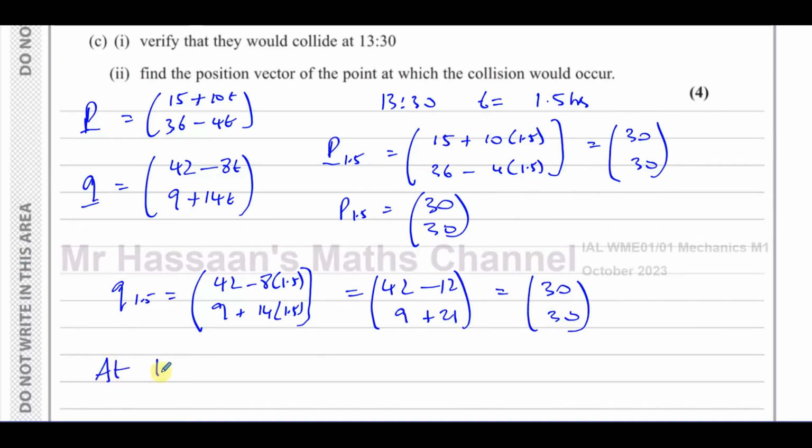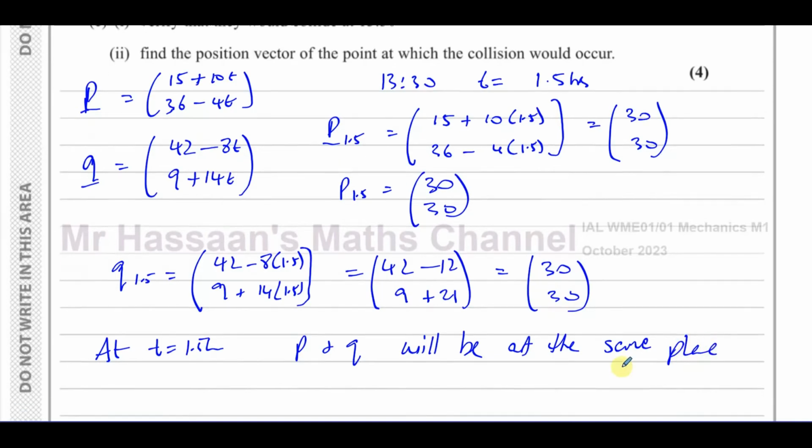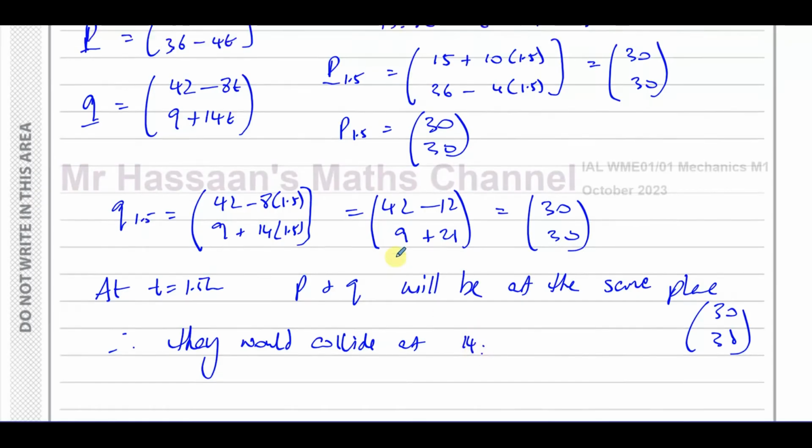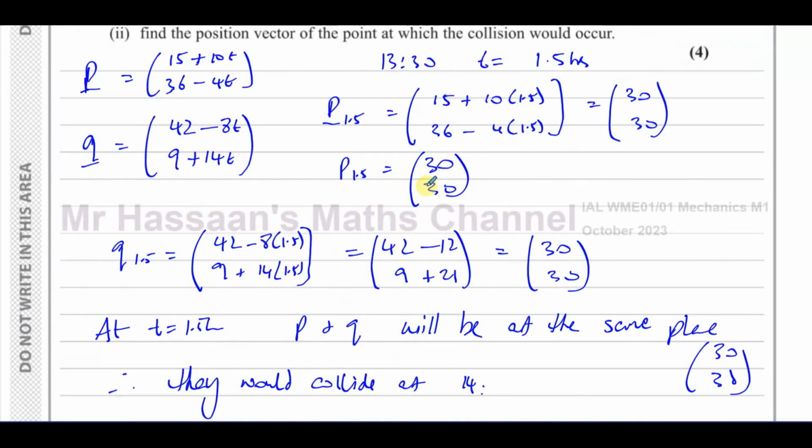So at T equals 1.5 hours, P and Q will be at the same place exactly. At the same place, okay? Which is (30, 30). Therefore, if they carried on the same course, they would collide 1.5 hours after they started. They would collide at 13:30.